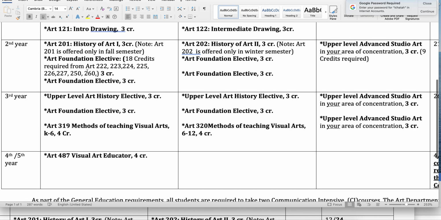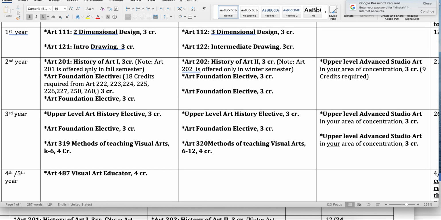Graphic design is not one of the choices they give you for concentration, because it's an art teaching position, not graphic design. But you are still required to take one of the graphic design courses as a foundation. For advanced studio courses, you have to pick an area of concentration, and then you take 9 credits of it, or 3 advanced courses.